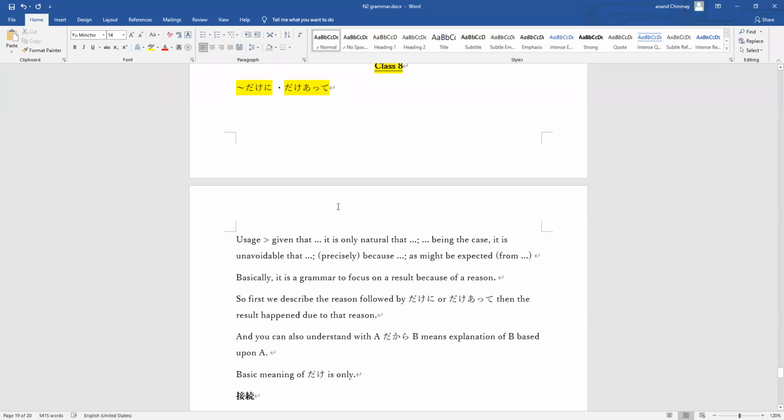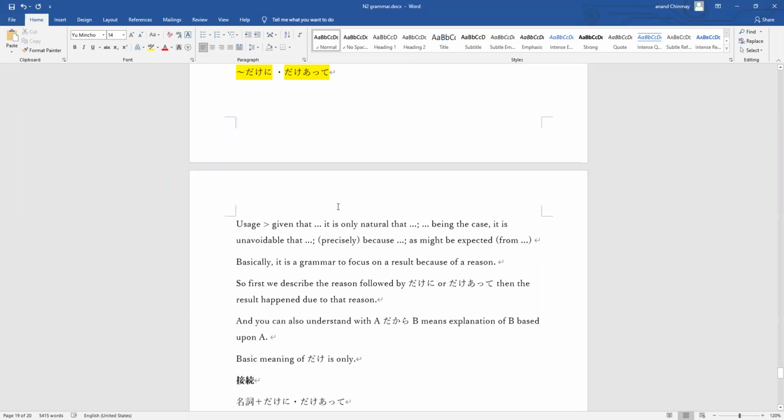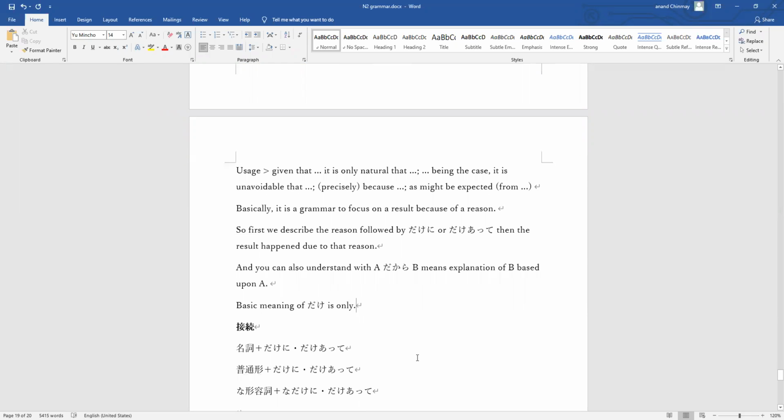Yeah, we use the dakini, dakiate. We use this grammar when we want to specify a reason, like given that, due to this, this is happening. Sorry. Yeah, so the dakini grammar we use when we want to say given that, then this is the thing.